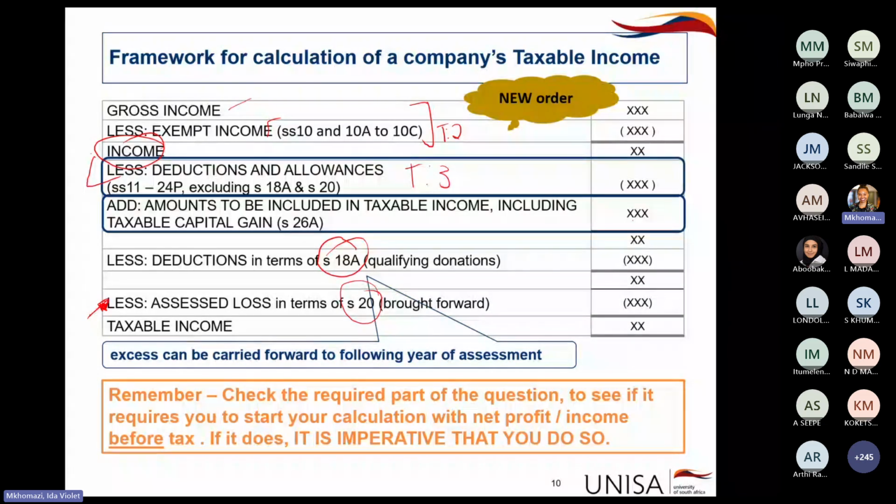So after your deductions and allowances, what you do in terms of the new order is that you are going to bring in, or add, the CGT. This is again what you learned in topic 2. CGT, as I mentioned at the beginning, forms part of your income tax. You include it in taxable income in terms of section 26A of the Income Tax Act. So once you are done with your CGT calculation, if you end up with a net capital gain, then you need to include it in your taxable income.